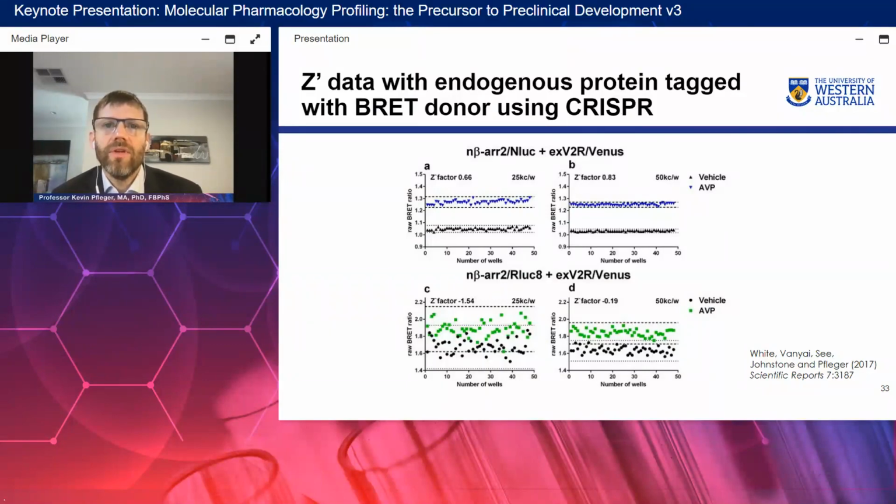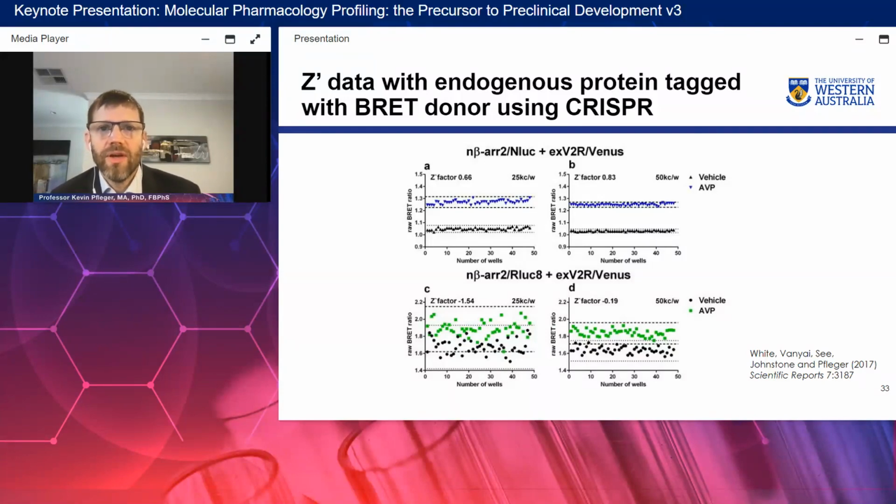And then the transfected vasopressin receptor 2 that's labeled with Venus. So if you've got 25,000 cells per well, we have a very good Z factor, and this is even better if you have 50,000 cells per well.